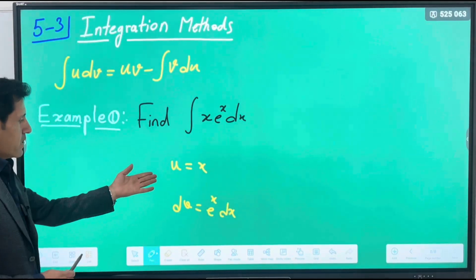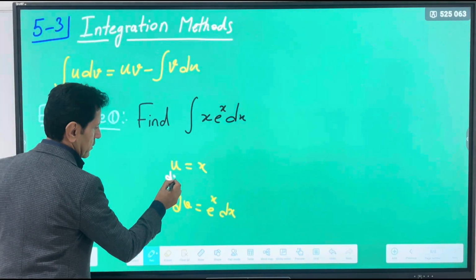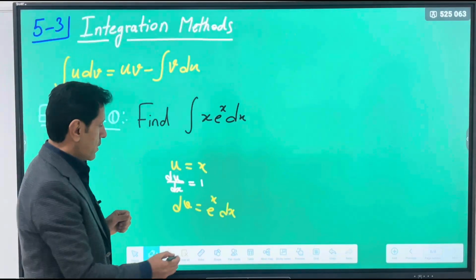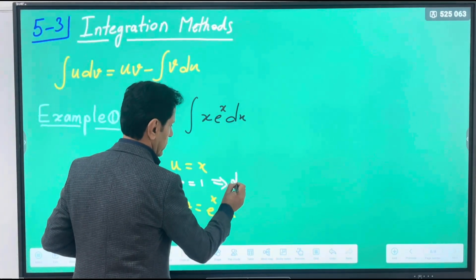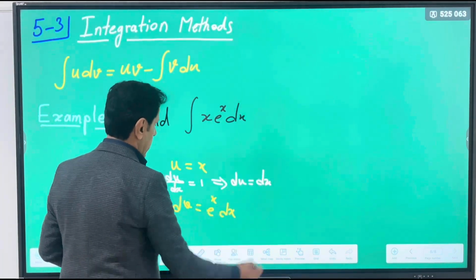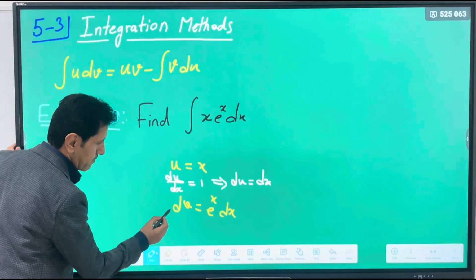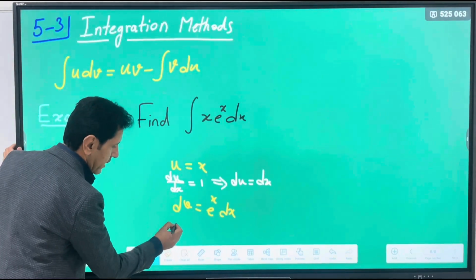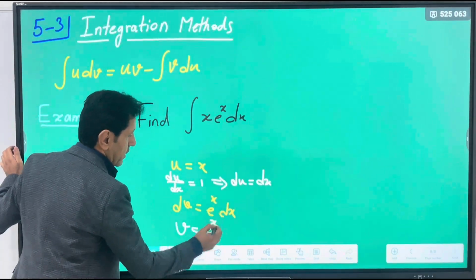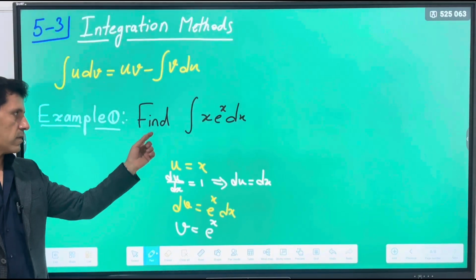Okay guys, now here we have u. We need to find du. So I'm going to take the derivative: du by dx is equal to 1. When you cross multiply, we get du is equal to 1 dx. So du equal to dx. And also we need to find v. So I'm going to take the integral of both sides. We will get v. The integral of e to power x is also e to power x. Now I'm going to use this information to solve example 1.